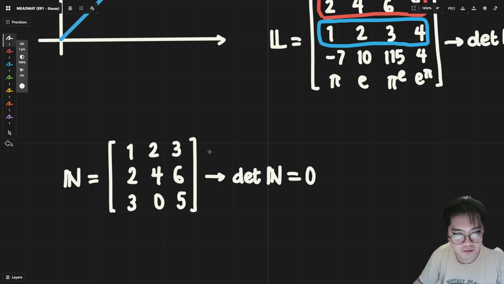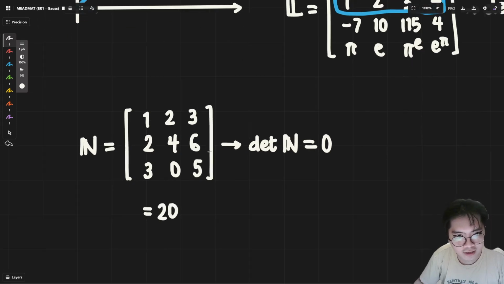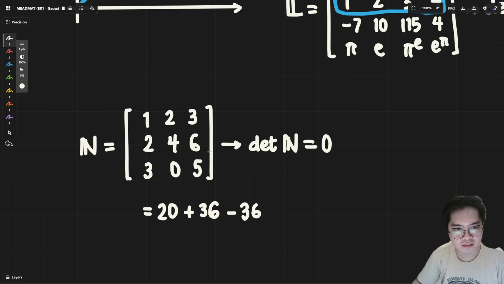Okay? 1 times 4 times 5, that is 20. 2 times 6 times 3, that is 36. And then 3 times 2 times 0, there's nothing there. So we switch to the negative diagonals. 3 times 4 times 3, minus 36. 6 times 0 times 1, nothing. 2 times 2 times 5 is negative 20. So really it is going to be 0.